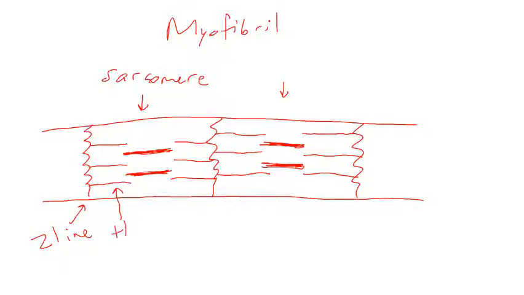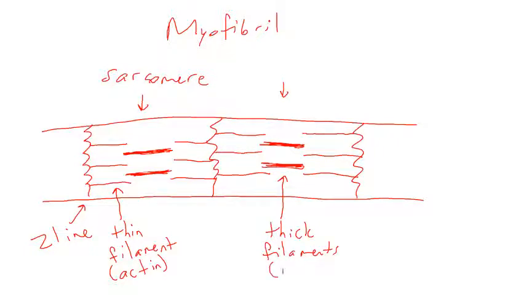Okay, so now let's label these. Thin filaments. Thin filaments are made up of the actin protein. And the thicker ones are the thick filaments. And the thick filaments are made up of myosin. These thick filaments are held in place by a connective tissue called the M line.